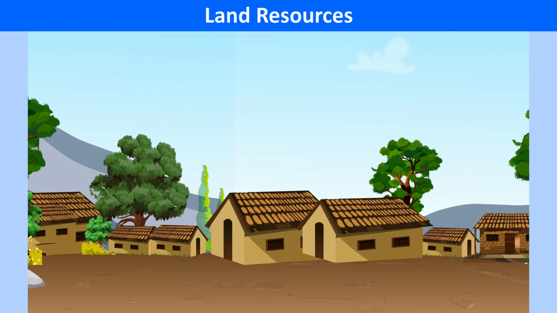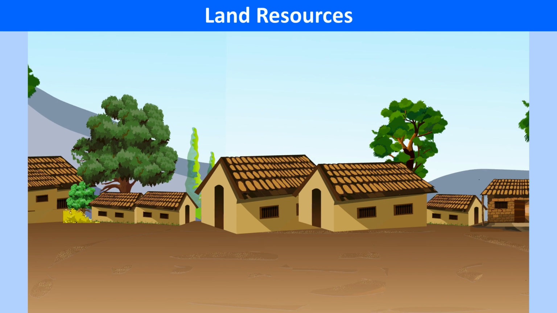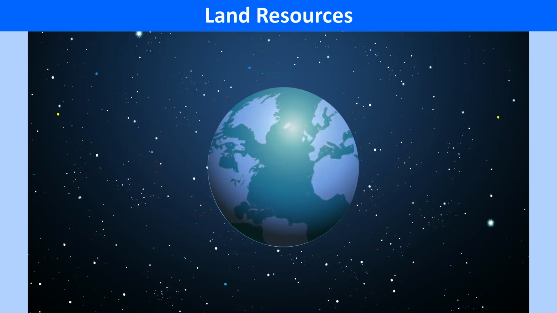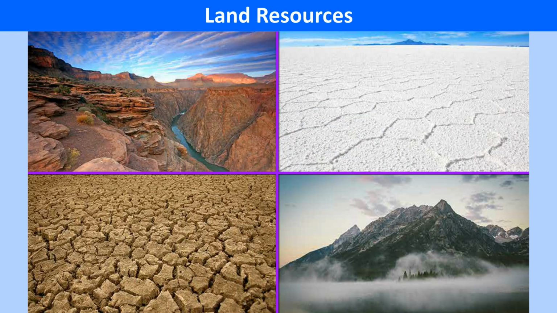Land resources. All human beings live on land and use it for agriculture and various other purposes. What percentage of the earth is land? It is only about 30% of the total area of the earth's surface. About one-third of the earth's total land area is not suitable for living or is uninhabitable. The land surface is also not the same everywhere. There are level plains, uplands or plateaus, hills and mountains at various locations.